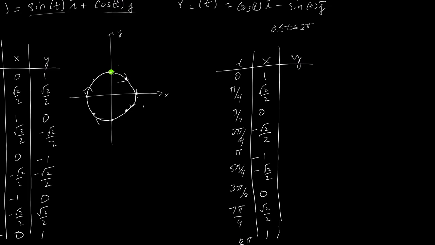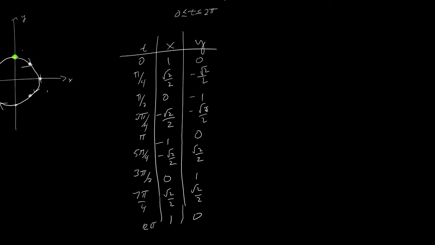Okay, and then now the y component is given by negative sine of t. So negative sine of t. Sine of 0 is 0, so that's 0. Sine of pi over 4 is root 2 over 2, so this will be negative root 2 over 2. Then we have sine of pi over 2, which would be 1, so this will be negative 1, and it's going to continue in this way. Okay, so now we can sketch this curve.